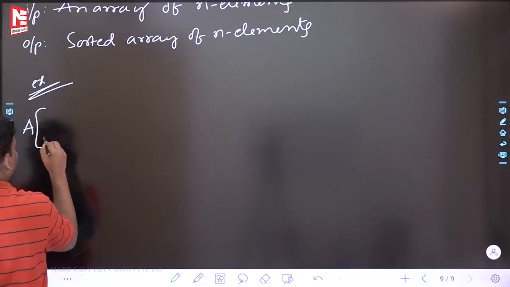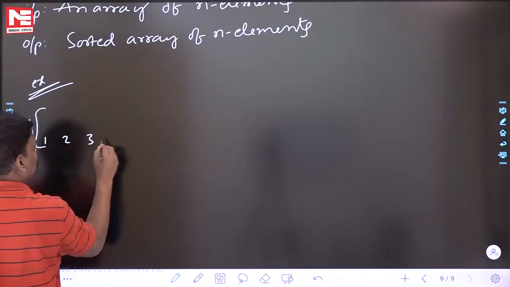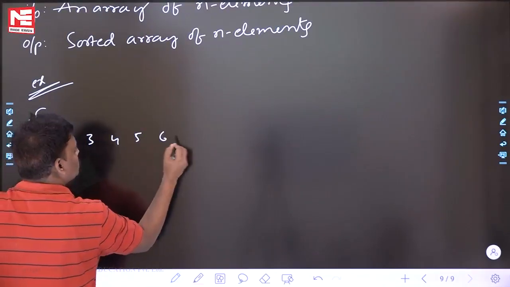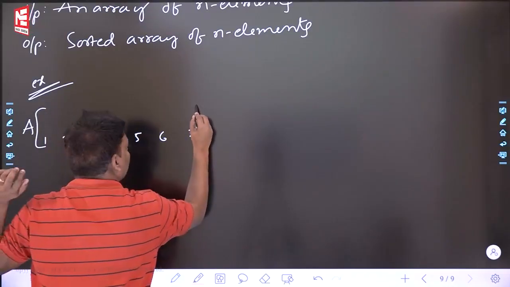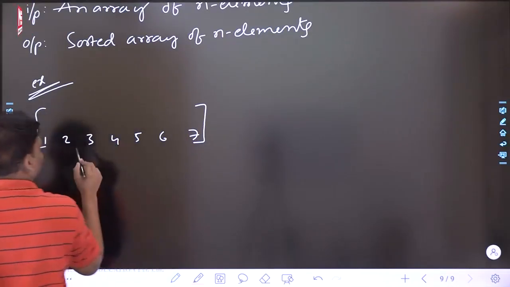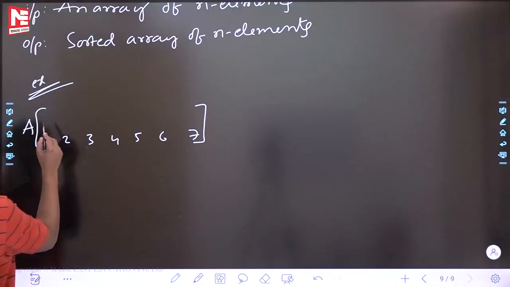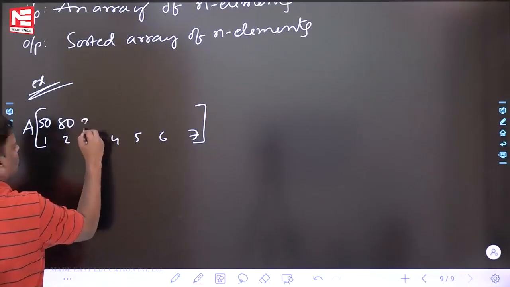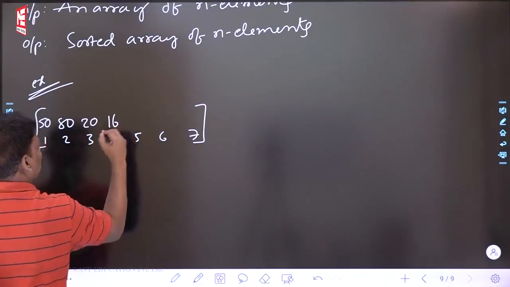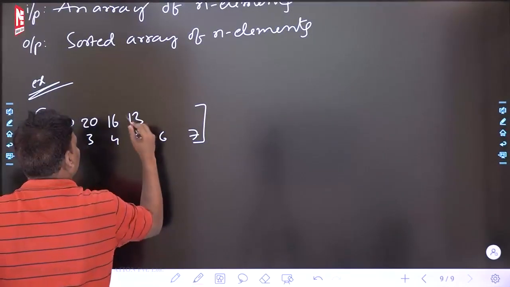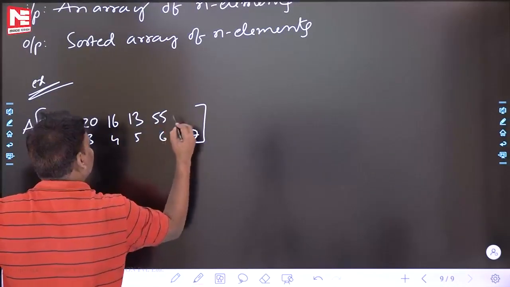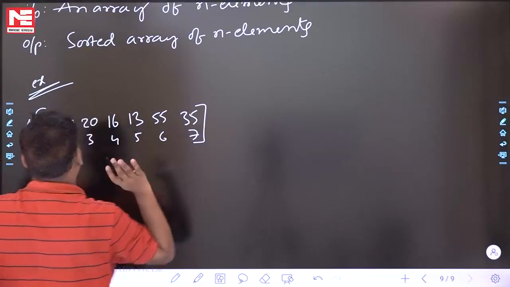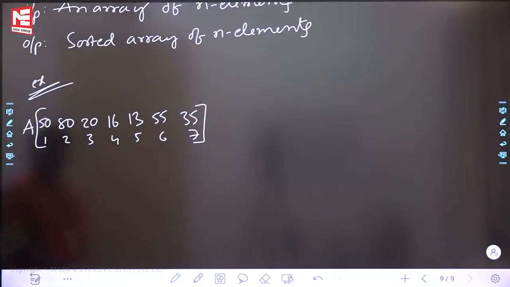Array A, indices 1, 2, 3, 4, 5, 6, 7. Array A contains 7 elements. Let me give the values also. Anything you can give: 50, 80, 20, 16, 13, 55, 35, some numbers. This is the array. I took one array which contains 7 elements. I want to apply the merge sort algorithm on this.